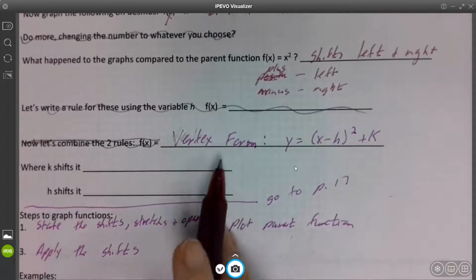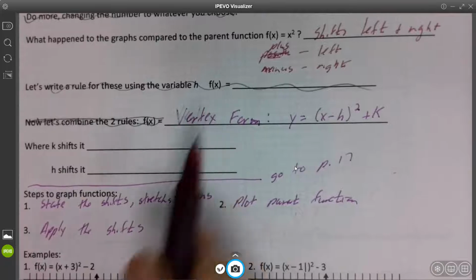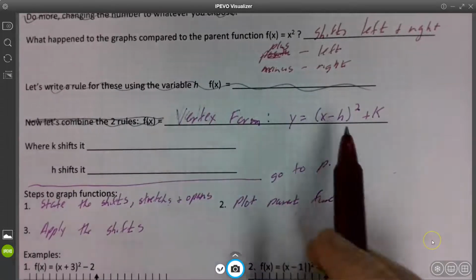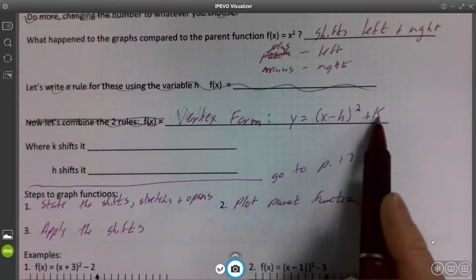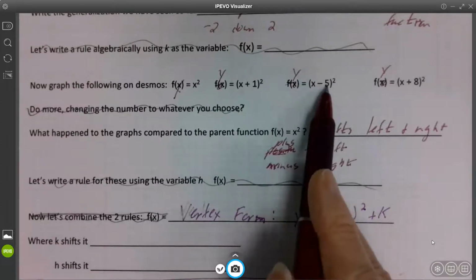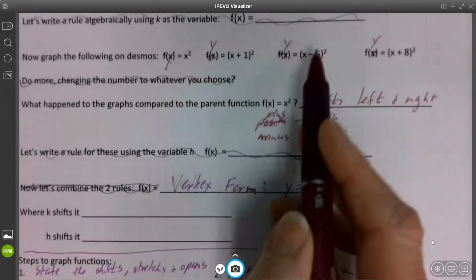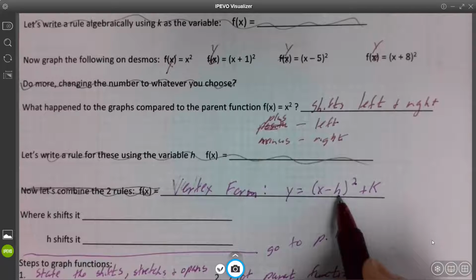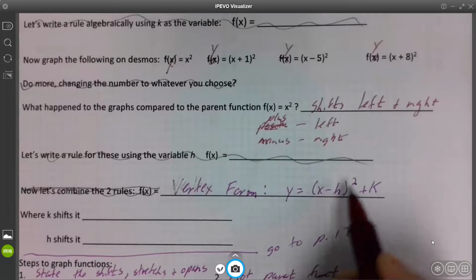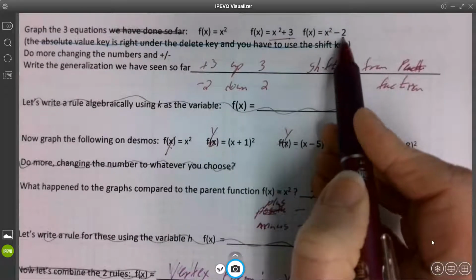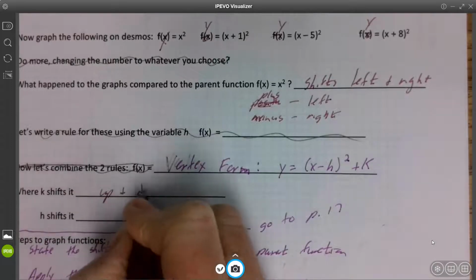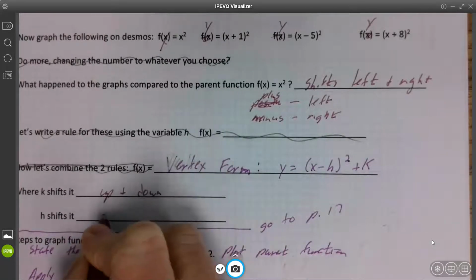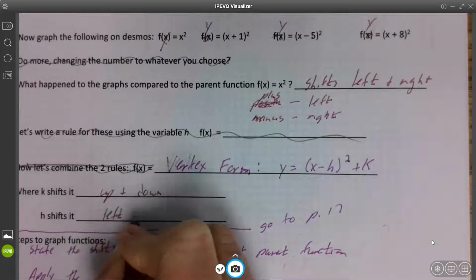So the next thing I want you to look at is, yesterday in the last lesson, we talked about vertex form. And this is what vertex form looks like: quantity x minus h quantity squared plus k. And if we look at what we just did, notice that inside the parentheses did a horizontal shift. Whereas on the outside of the parentheses, that did an up and down shift. So k shifted up and down and h shifts it left and right.